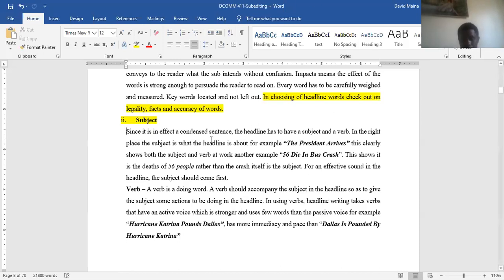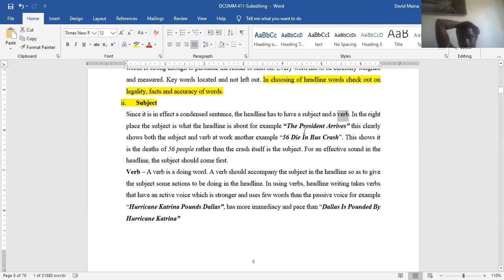Remember that the headline has to have what? It needs to have a subject and a verb. The subject is what you're talking about. Like if you're talking about the president, the president becomes the subject. If you're talking about the judge, the judge becomes the subject. And the verb is the doing word. Like when you say the president is dead. So we have the subject being the president, and the verb is dead.